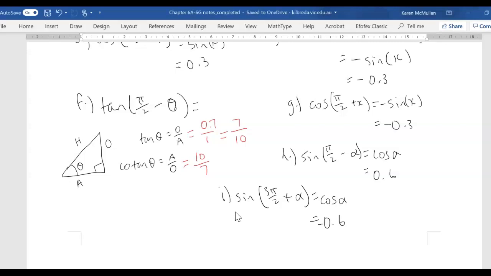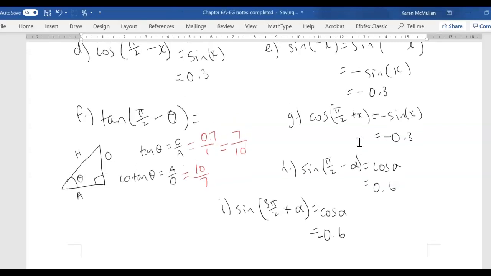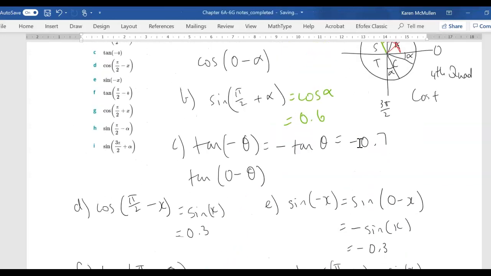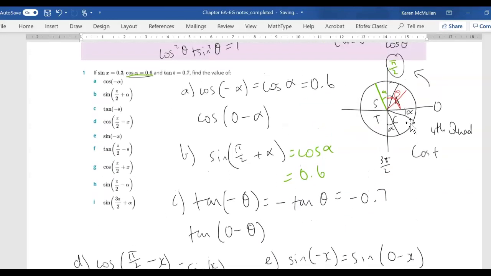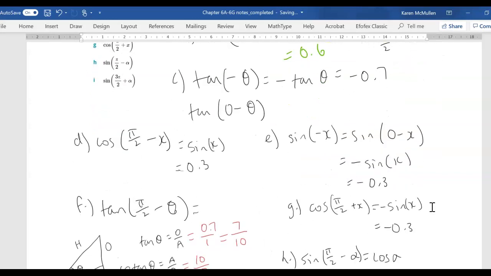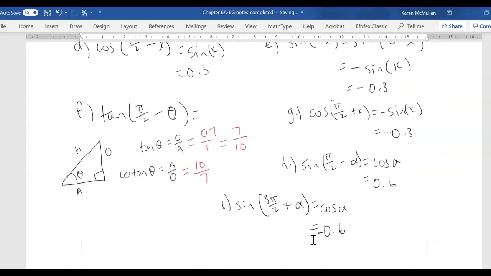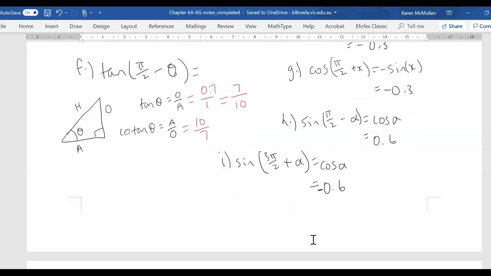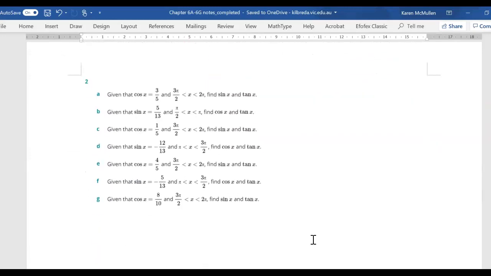So even though cos is positive in the fourth quadrant, okay, so let's just go back up to our unit circle. So in the fourth quadrant, cos is positive, but the question is saying that sine is positive. So to allow for cos to be positive, it has to be negative here, if that makes sense. So we're kind of doing the opposite sign. So negative 0.6. All right, question 2.